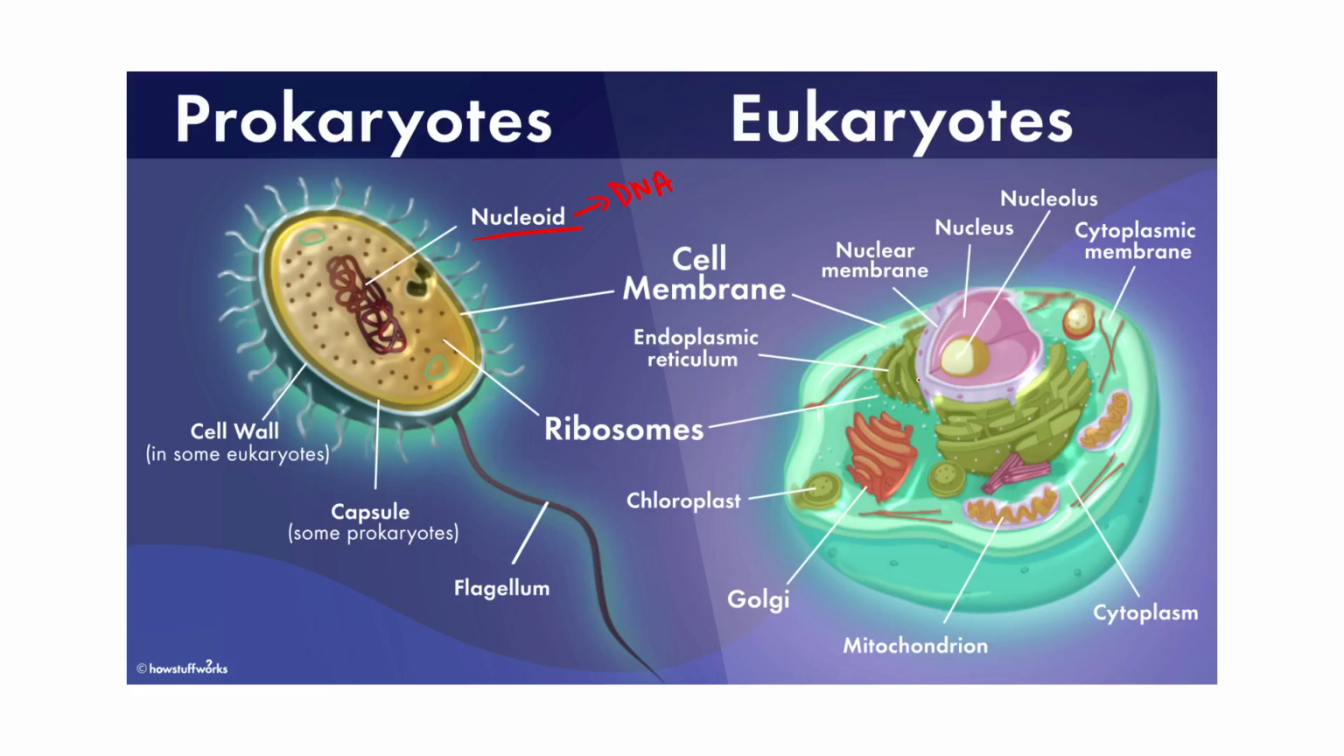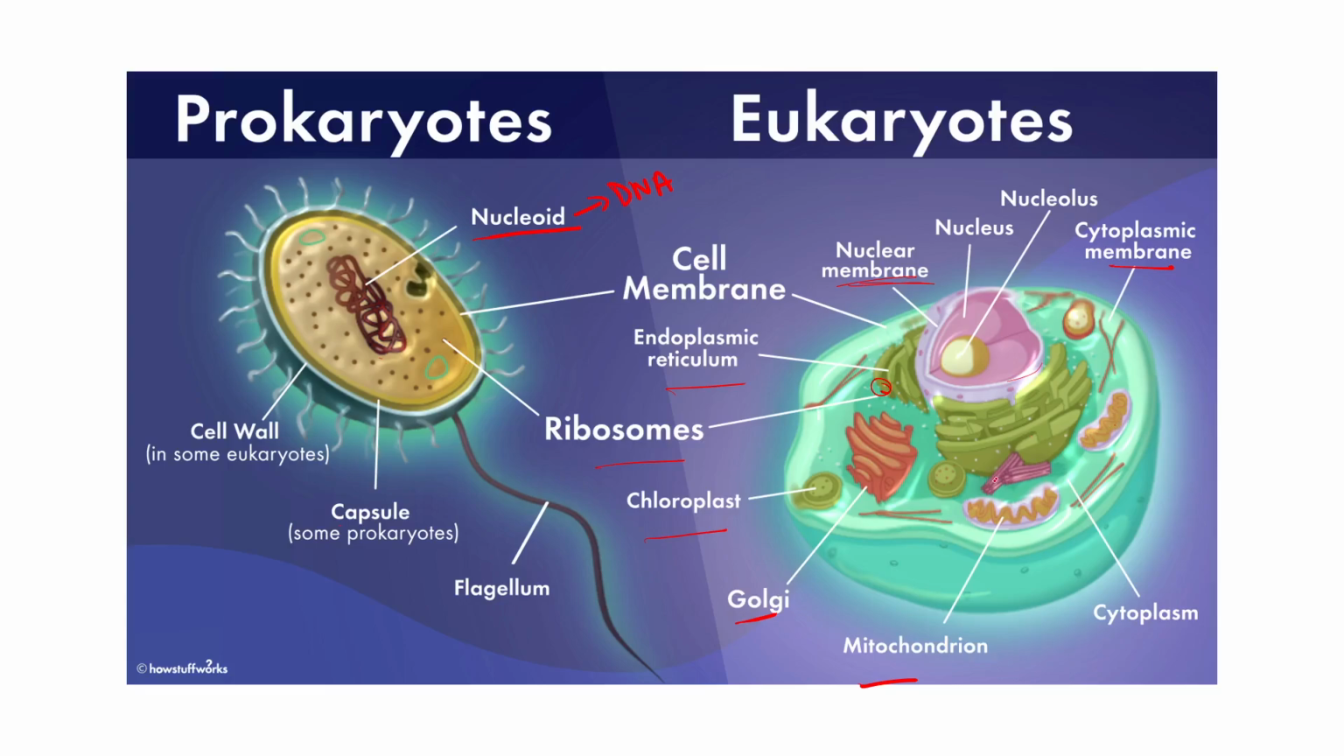Whereas in a eukaryotic cell, you can see the nucleus has its own membrane. It has its own nucleolus. Like you can see here, you have the nuclear membrane, then you have the cytoplasmic membrane, and you have different organelles. The chloroplast is there, Golgi body is there, mitochondria is there, endoplasmic reticulum is there. Ribosomes are present in both eukaryotes and prokaryotes. In prokaryotes, ribosomes are freely floating in the cytoplasm, whereas in eukaryotes, the ribosome is generally attached to the endoplasmic reticulum, as you can see here.